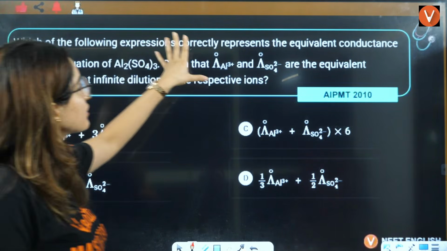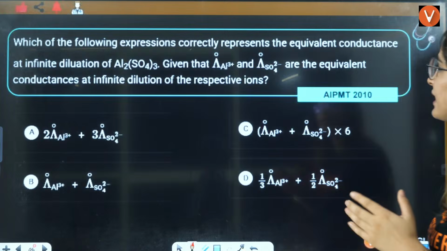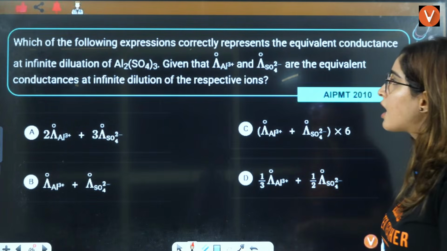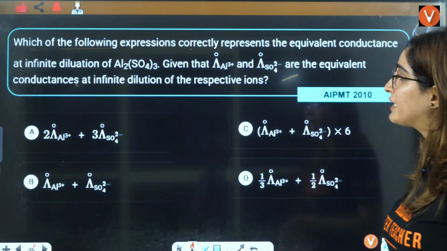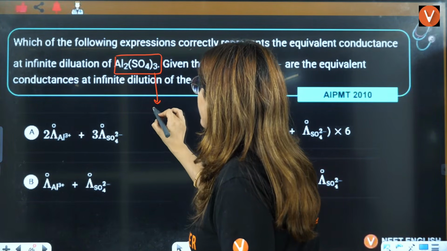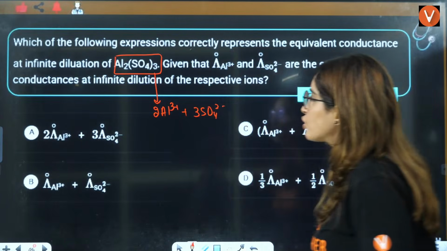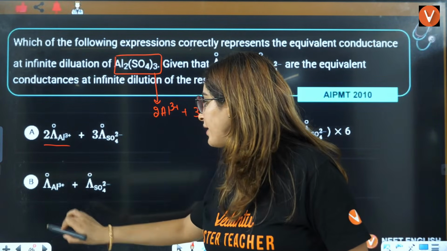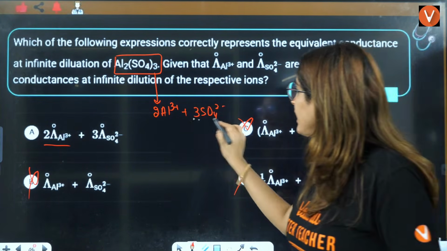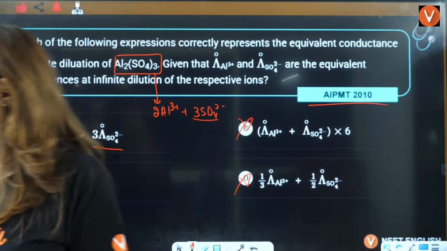Which of the following expressions correctly represents the equivalent conductance at infinite dilution? Right? So they are saying, which of the following expressions correctly represents the equivalent conductance at infinite dilution, that is, the equivalent conductivity of Al2SO3. See, Al2SO3 means you will have 2 of Al3 positive plus 3 of SO4 2 negative. So 2 of the limiting molar conductivity of Al3 positive, so this is eliminated, this is eliminated, this is eliminated, and 3 of SO4 2 negative. So the answer is going to be A, and this is a very, very old question that you had about it.